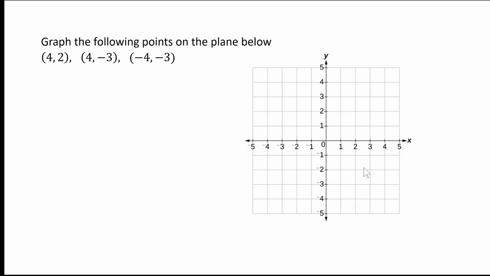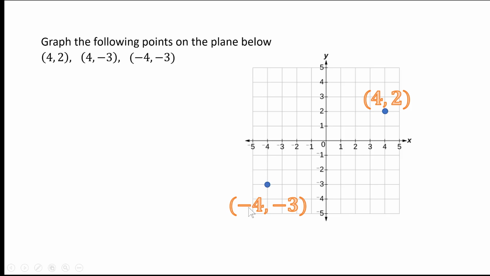Graph the following points on the plane below. The first point there is (4, 2), and that would be in the first quadrant. You would start at the origin, go 4 to the right, and 2 up. The second point is (-4, -3). That's going to be in the third quadrant. You start at (0, 0), go 4 to the left, 3 down, and that's your point.